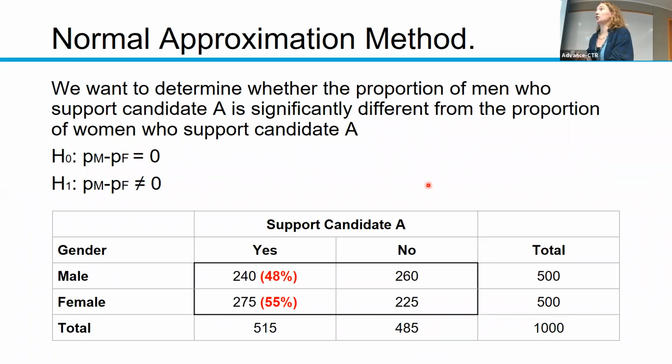If we want to determine this, we can write our hypotheses like this. Our null hypothesis is that the difference between the proportion of males who support candidate A and the proportion of females who support candidate A is 0. If in fact they're the same, then their difference will be equal to 0. And then our alternative hypothesis is that they're not equal to 0. They're not independent. From our sample data, we see that the proportion of males who support candidate A is 48%, and the proportion of females who support candidate A is 55%.